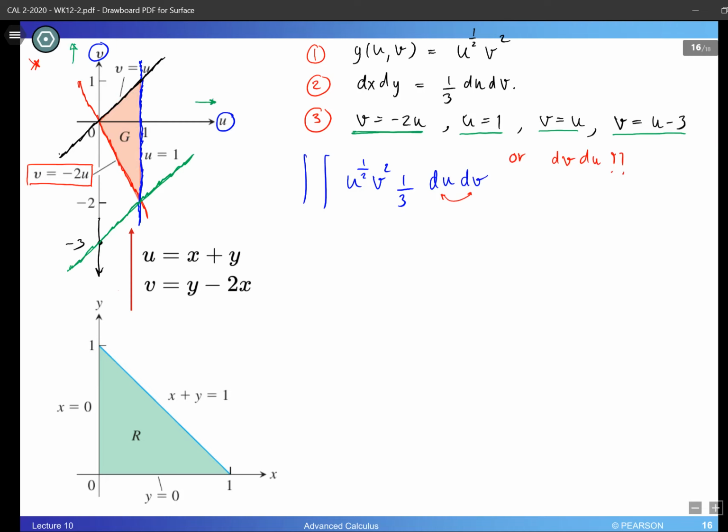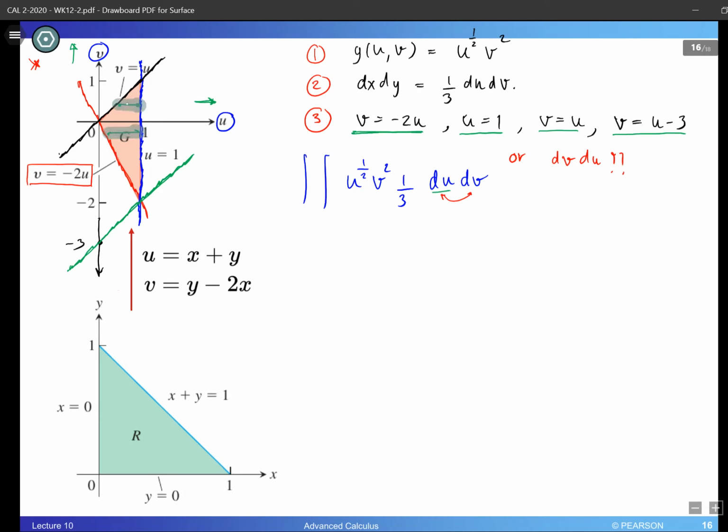If you decide to sweep u first, like what we have right here, we are going to sweep horizontally first. So you are going to do this, sweeping from the left boundary to the right boundary. So it's going to be like this all across the region. But there is a problem with that, because as you can see here, the lower part right here starts from the red line. But when you move to the upper part of this region, you are going to start with the black line, and it's going to be a different function to work with. So this might not be a good idea, so why don't we try something else?